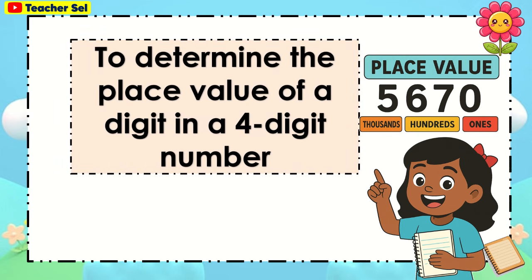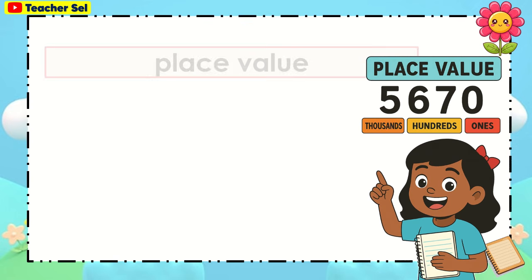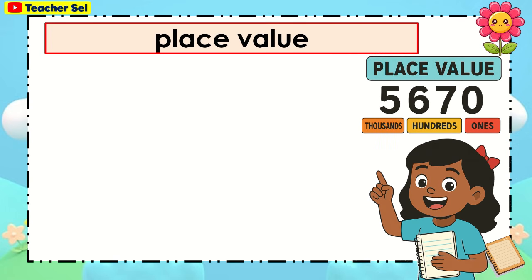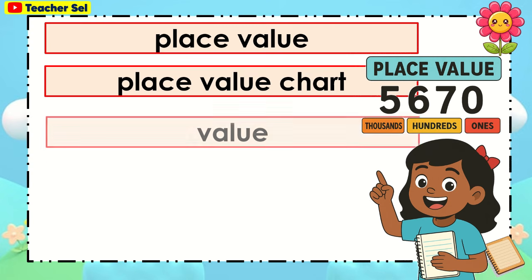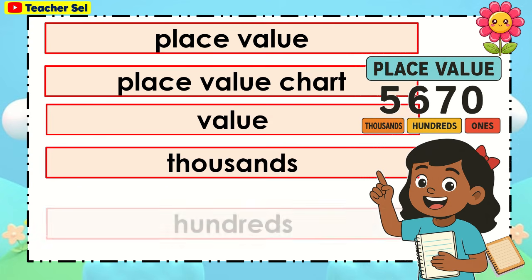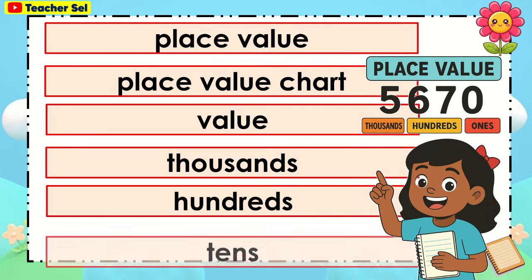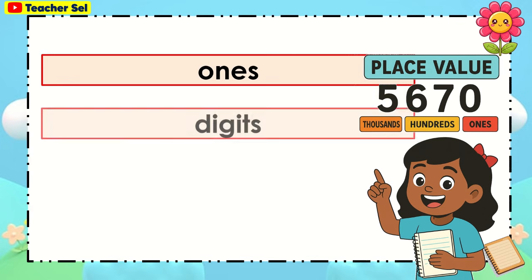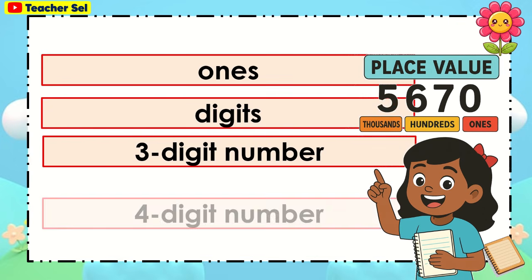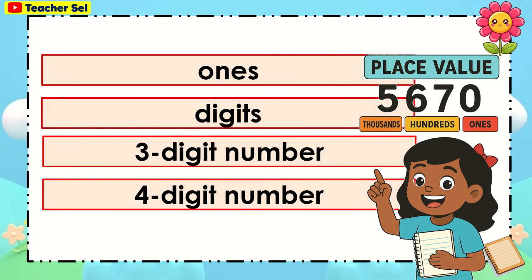Our lesson purpose is to determine the place value of a digit in a 4-digit number. Let's be familiarized with these terms: place value chart, value, thousands, hundreds, tens, ones, digits, 3-digit number, 4-digit number.